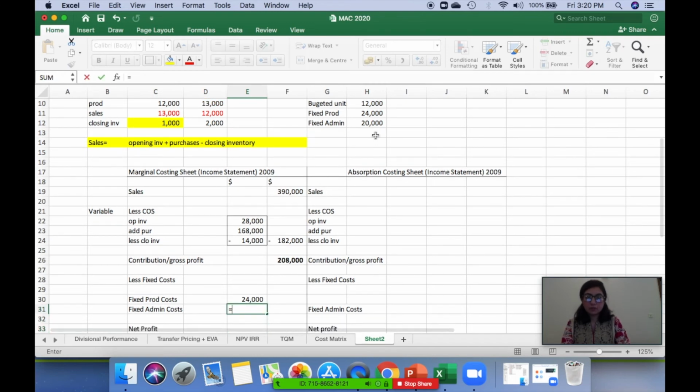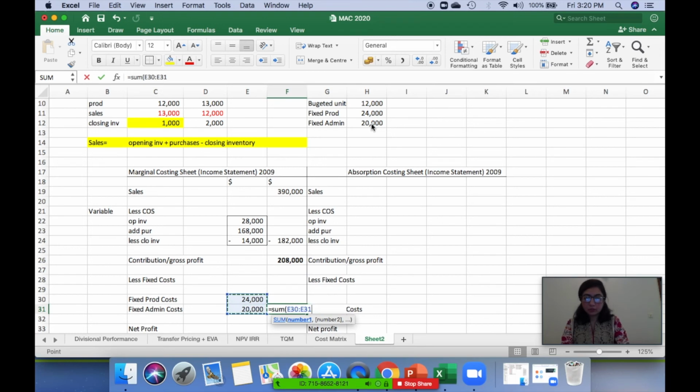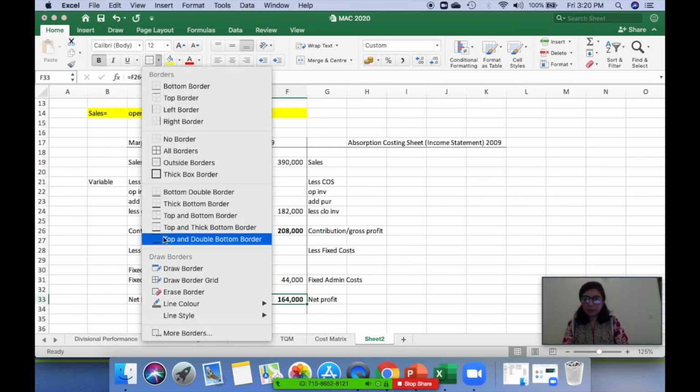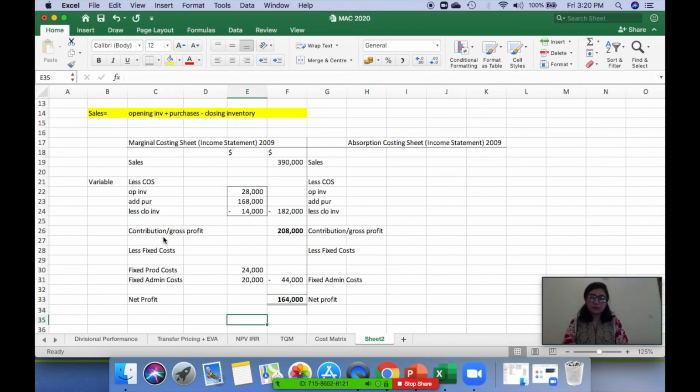So we have fixed production cost and admin cost here. I'm going to again give a total to these two costs. We have 44,000 because we have to deduct these costs from your contribution. So the net profit under the marginal costing approach is 164,000. So what I'm going to do is I'm going to put a double line to it, which gives me my final answer. Formatting is also very important in Excel. It gives you a very nice view of the question.